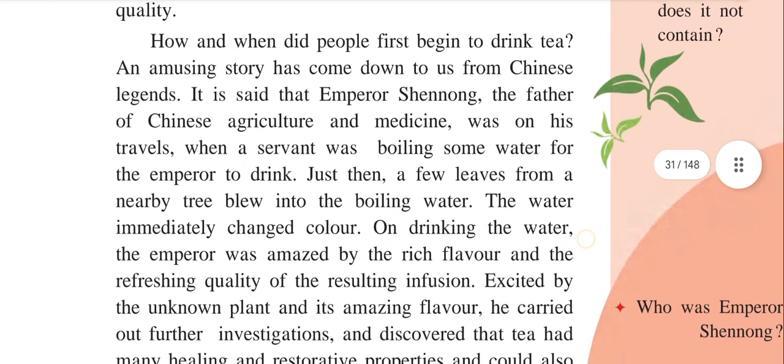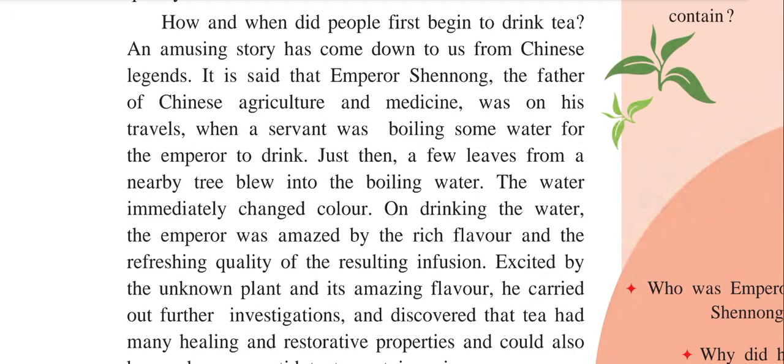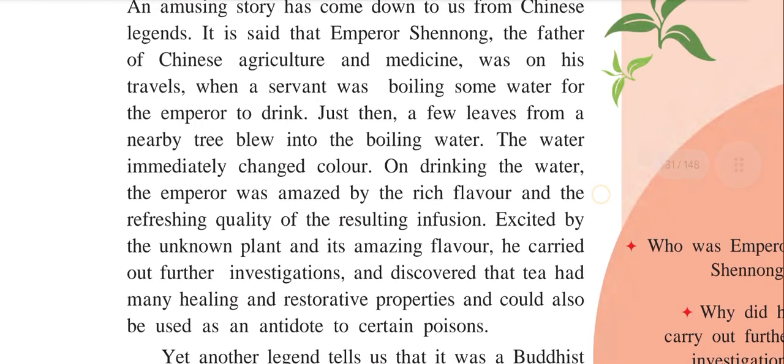It is said that Emperor Shennong, the father of Chinese agriculture and medicine, was on his travels. He was traveling one day, and on the way the emperor became thirsty and they stopped at a place. The emperor's servant started to boil some water for the emperor to drink.